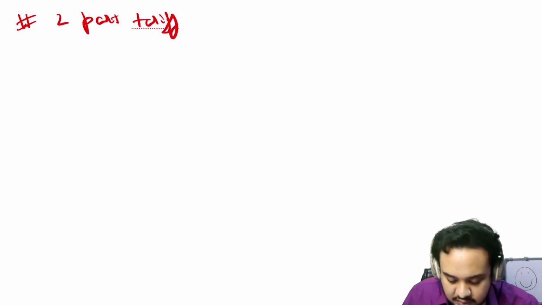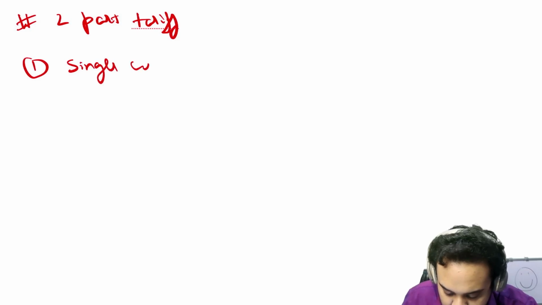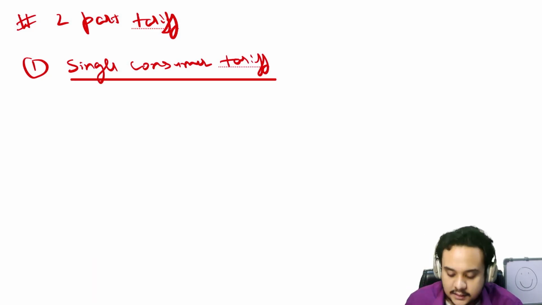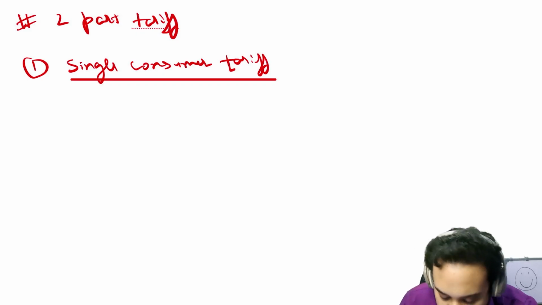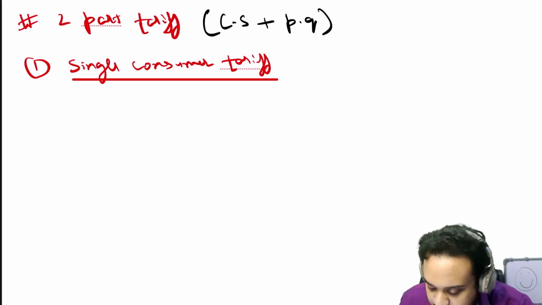And in the two-part tariff, first of all, we are going to do the single consumer tariff. Okay, the single consumer tariff. Now, first of all, just let me write the formula for this. What does the two-part tariff really mean? The two-part tariff, the formula for this is consumer surplus plus price into quantity. We are going to see the explanation for this very soon.